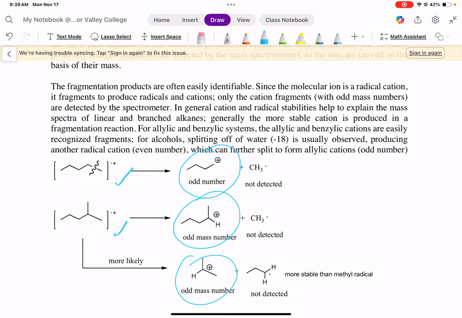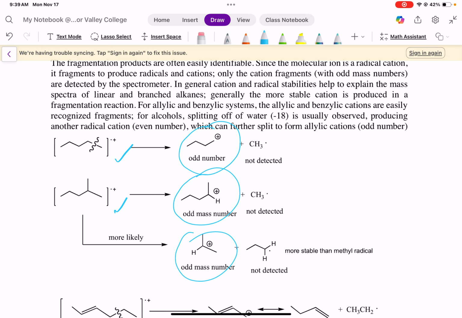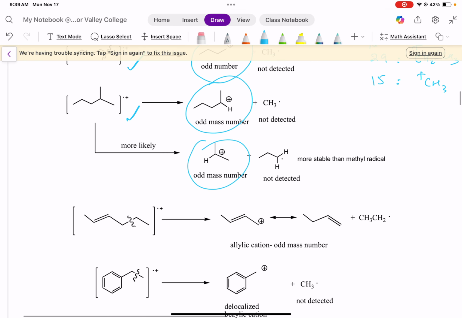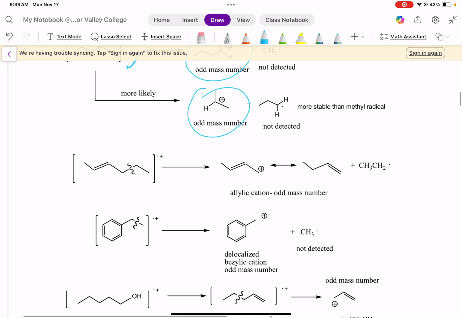Okay. So if you run into a mass of 29, it's probably a CH2CH3, right? CH2CH3. Yeah. If you run into the mass of 15, you're probably dealing with a methyl cation, right? Which is rare. But anyway, here we go.